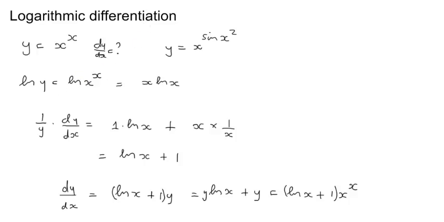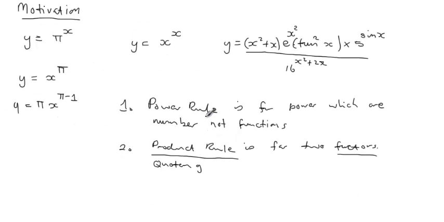Now, what is it targeted for? I've said it here. For products which involve more than 2 factors, and for quotients which involve more than 2 factors in the numerator or in the denominator. Otherwise, the quotient rule is just for f over g, 2. Product rule, f times g, only 2. Once it exceeds that, then we appeal to logarithmic differentiation. Let's tackle this one now.